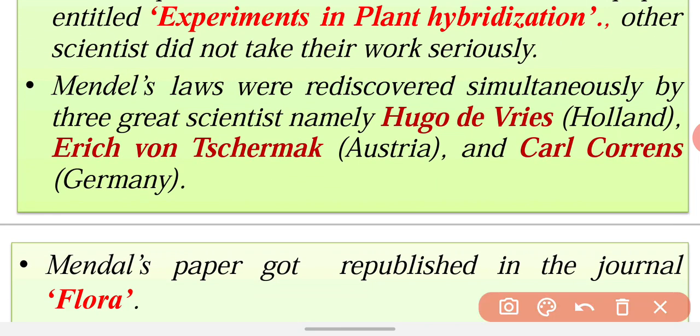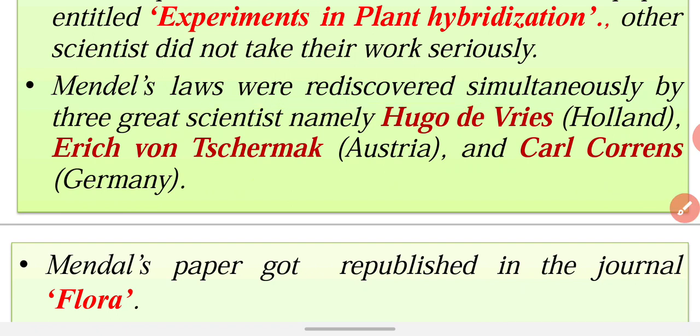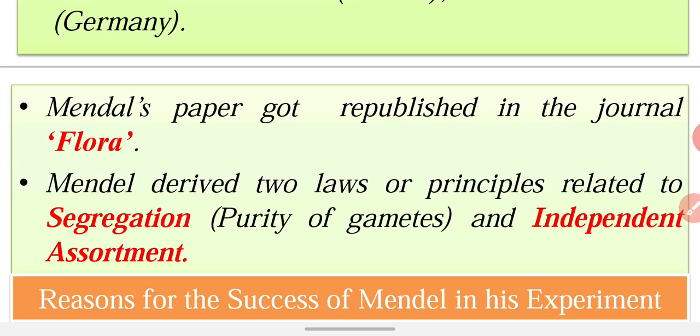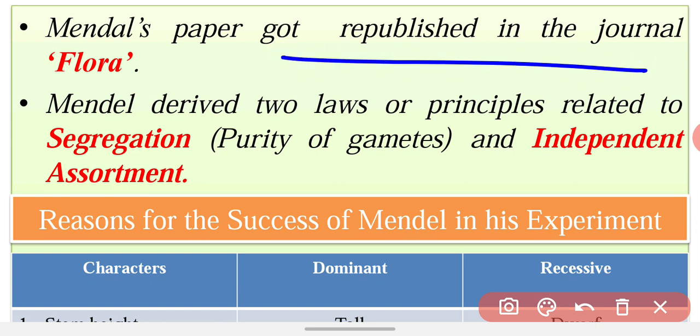Mendel's laws were rediscovered simultaneously by three great scientists, namely Hugo de Vries from Holland, Erich von Tschermak from Austria, and Carl Correns from Germany. After the rediscovery of Mendel's laws, Mendel's paper was republished in the journal Flora.